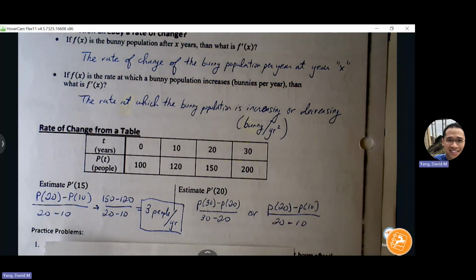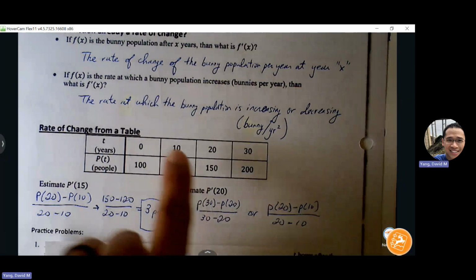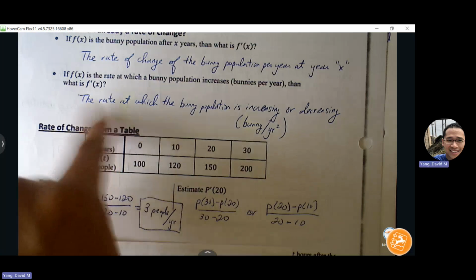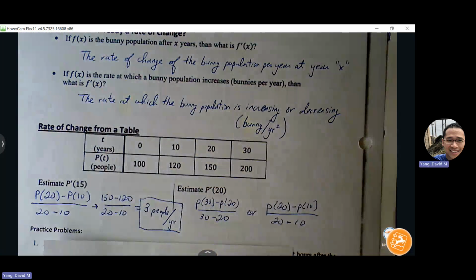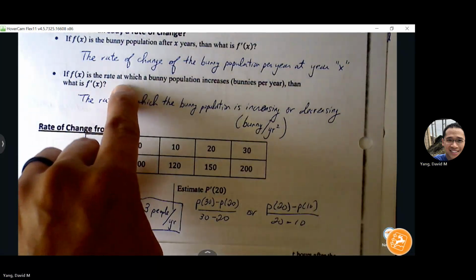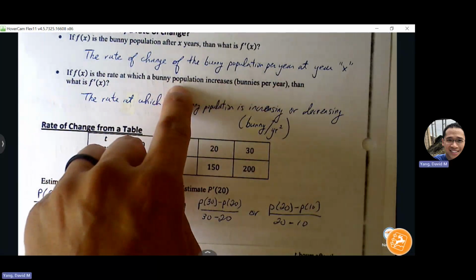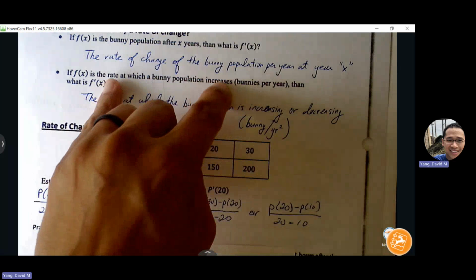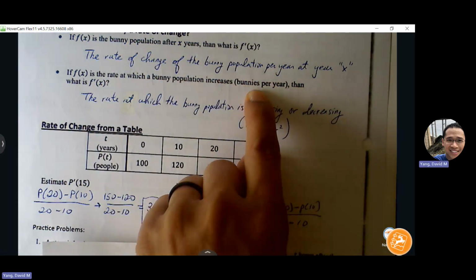For the question right before the table, isn't that saying the same thing as what the question is saying? Isn't that the same thing as f of x instead of f prime? Well, here it says the rate. Yeah, sorry. That phrasing is a little misleading, but they're saying it's bunnies per year.